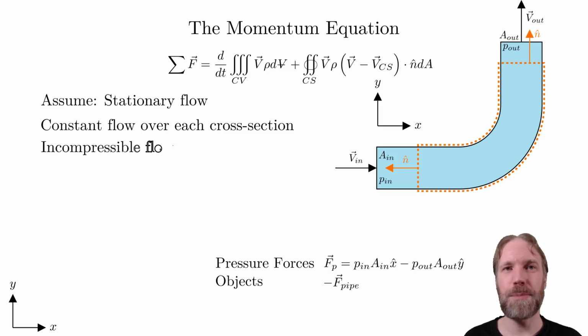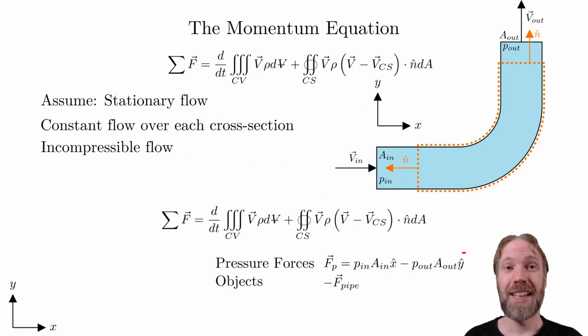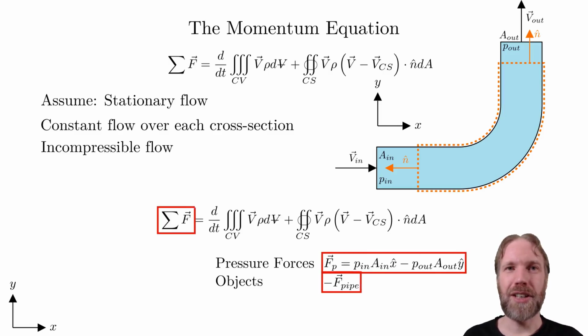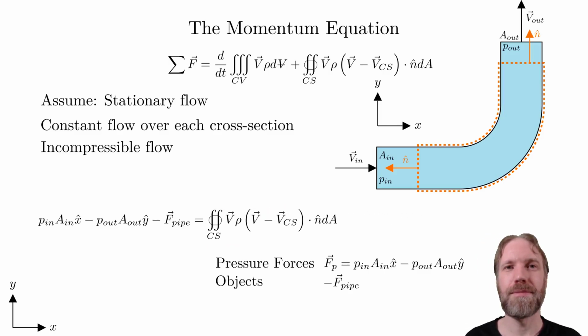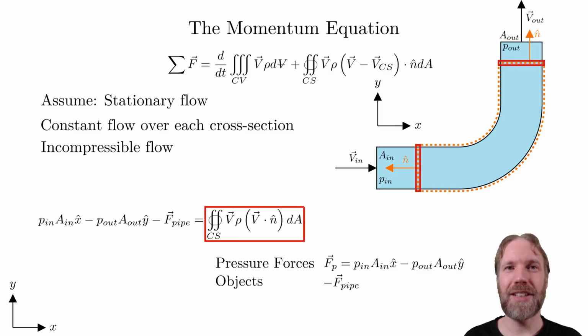We will also assume incompressible flow, which means that we can consider the density as a constant. Start by replacing the sum of the external force with our calculated forces. Stationary flow means that this term is 0 as it's a time derivative. A stationary control volume means that this term is 0. Let's split this integral into one integral for the inlet and one for the outlet.